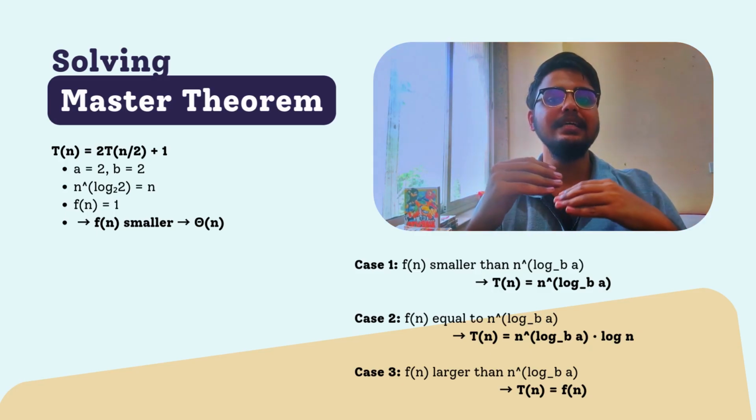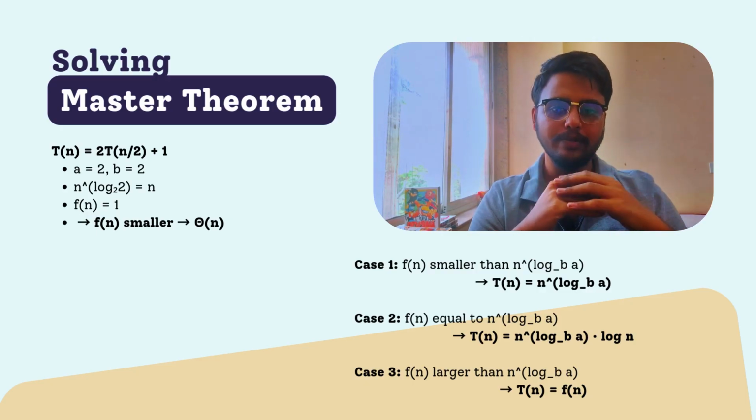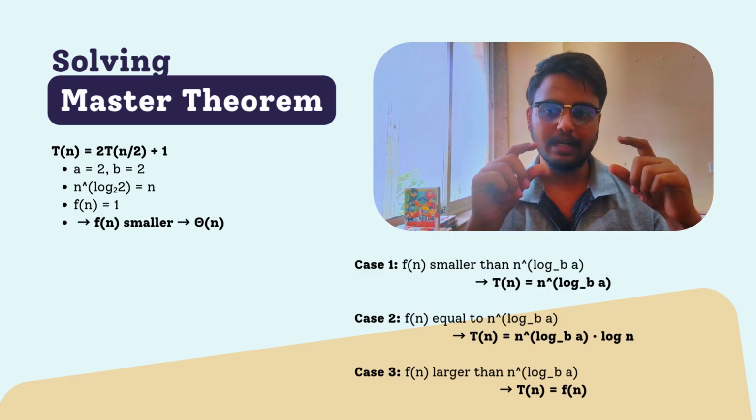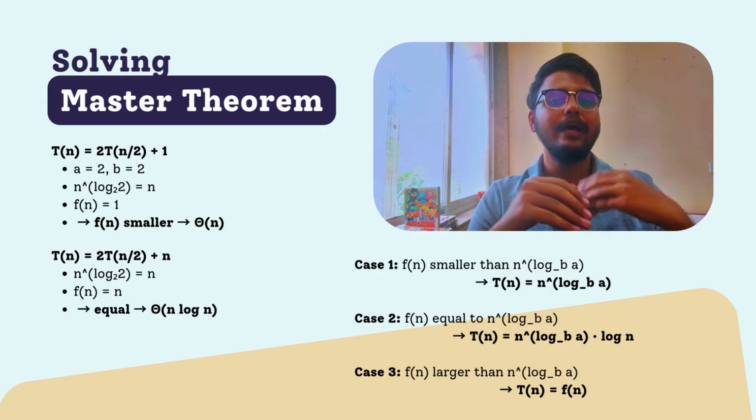In the second case, if we consider f of n is equal to n to the power log a to the base b, that is outside work is almost equal to the recursive work. Now both of them contribute equally, so we add a log n factor.